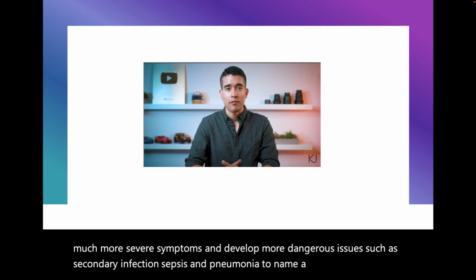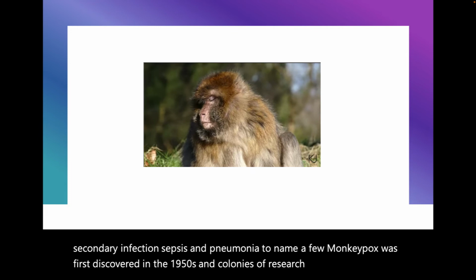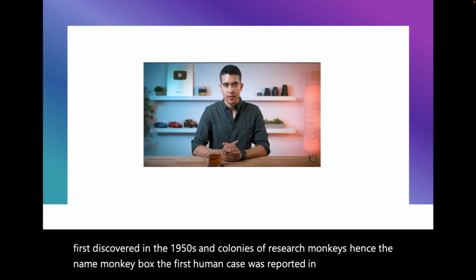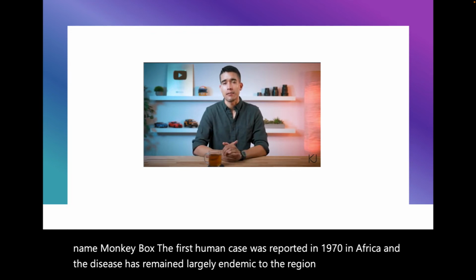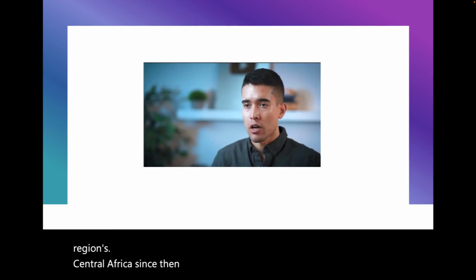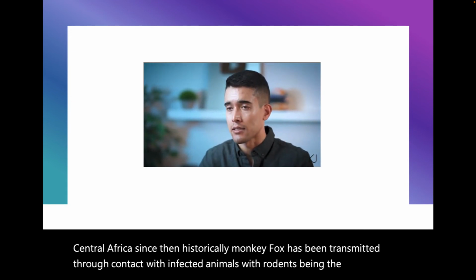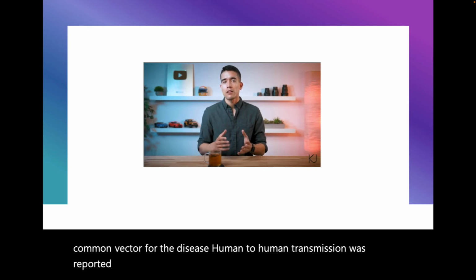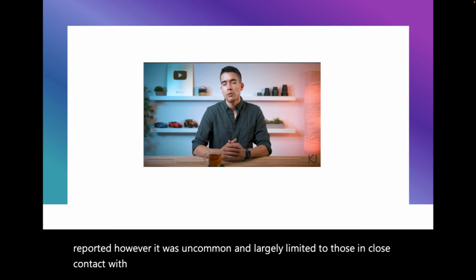Monkeypox was first discovered in the 1950s in colonies of research monkeys, hence the name monkeypox. The first human case was reported in 1970 in Africa, and the disease has remained largely endemic to the regions of Central Africa since then. Historically, monkeypox has been transmitted through contact with infected animals, with rodents being the most common vector for the disease. Human-to-human transmission was reported, however, it was uncommon and largely limited to those in close contact with infected individuals, and it would fizzle out quickly.